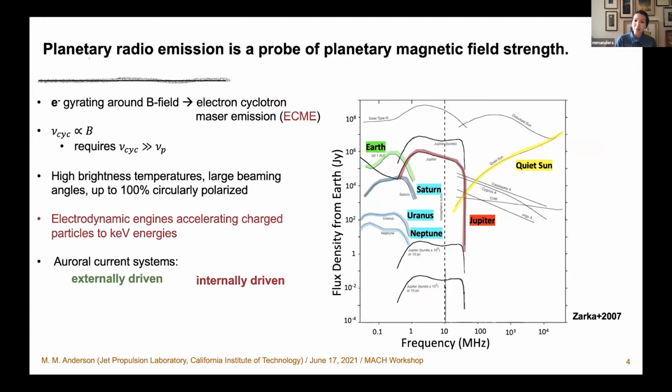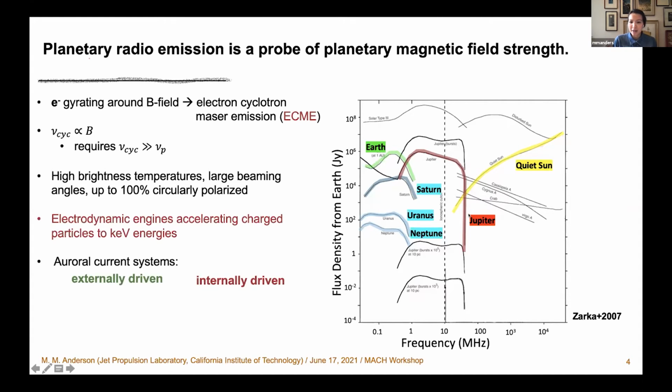Now on the planetary radio emission side, we know that all of the magnetized bodies in our solar system produce radio emission associated with precipitating electrons that produce electron cyclotron maser emission. And the frequency of this emission is the electron gyro frequency, which is directly related to the magnetic field strength of the planet. So the frequency at which you can detect this emission is directly related to the magnetic field strength where the emission is being locally produced.